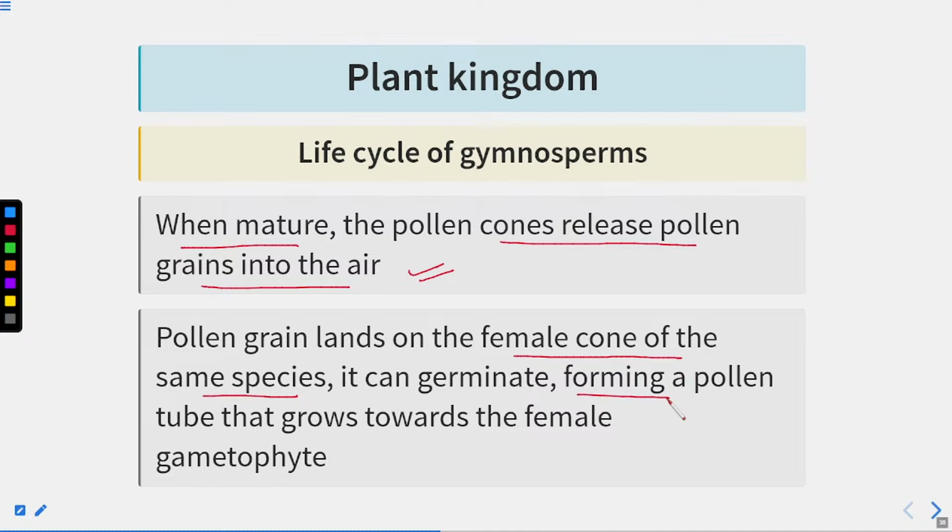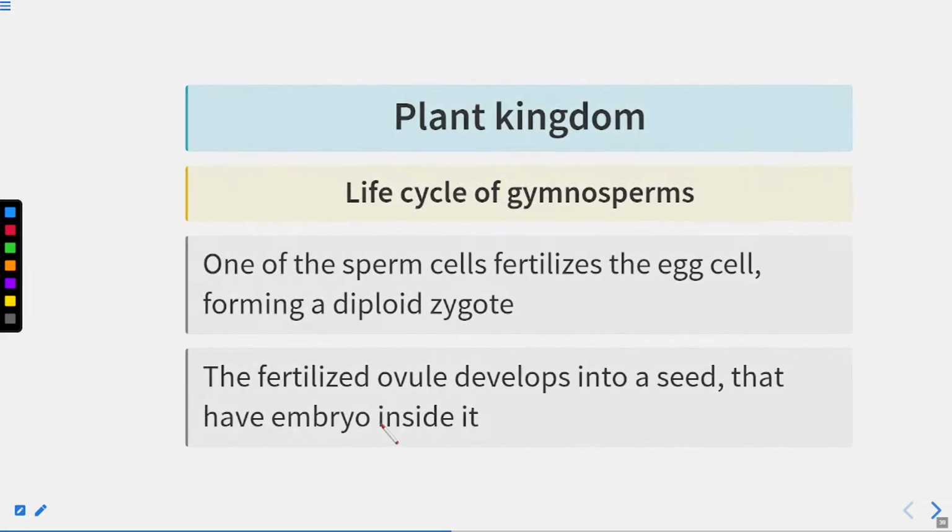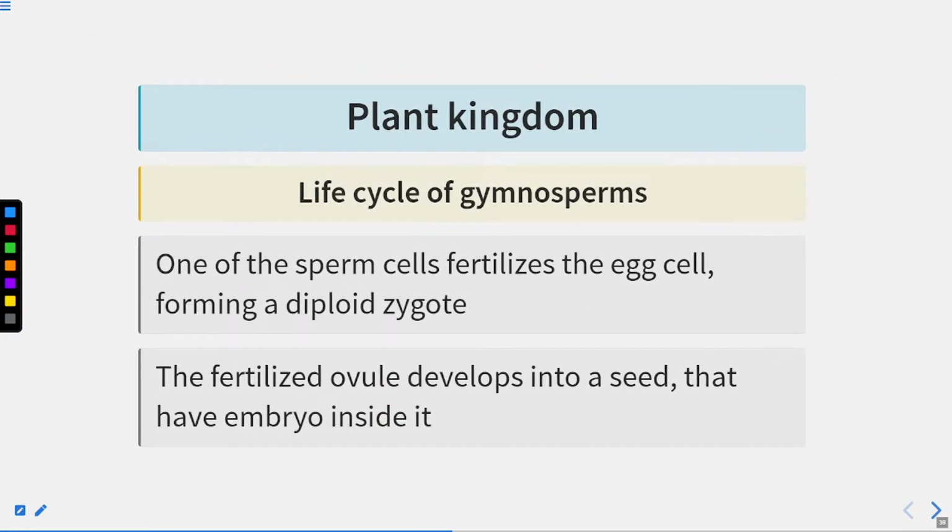It can germinate, forming the pollen tube that grows towards the female gametophyte. We have already seen how the pollen grains germinate and reach the female gametophyte. One of the sperm cells fertilizes the egg cell, forming the diploid zygote. So in the process of reproduction, the final cell that is formed is the zygote, right? The sperm cell unites with the egg cell and forms the zygote. The fertilized ovule develops into a seed that has an embryo inside it.